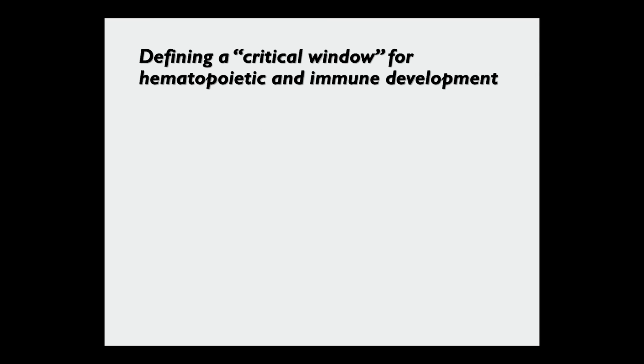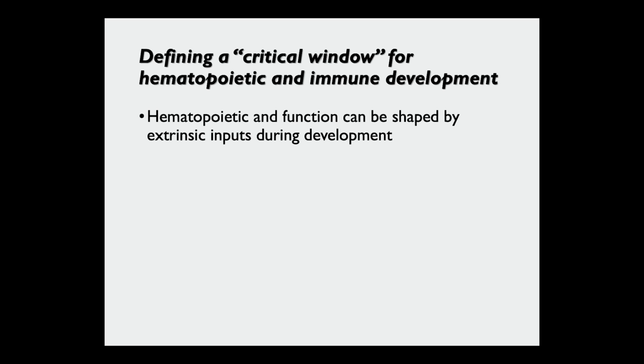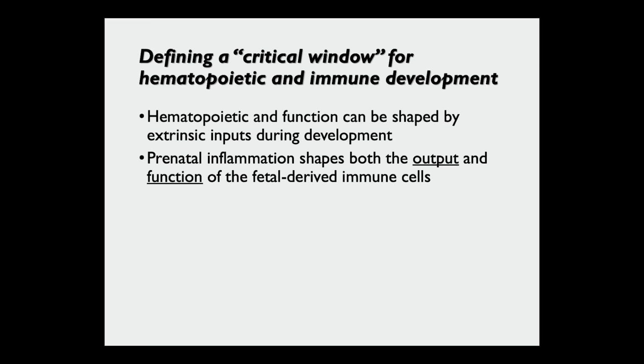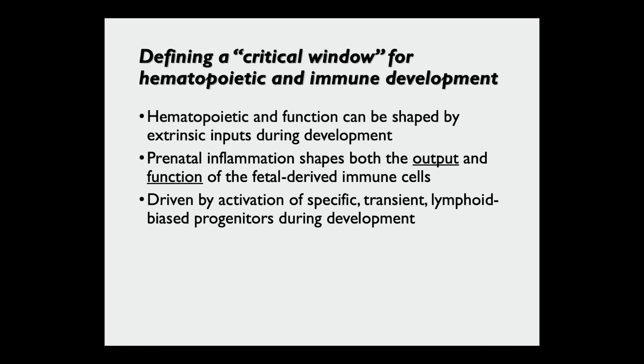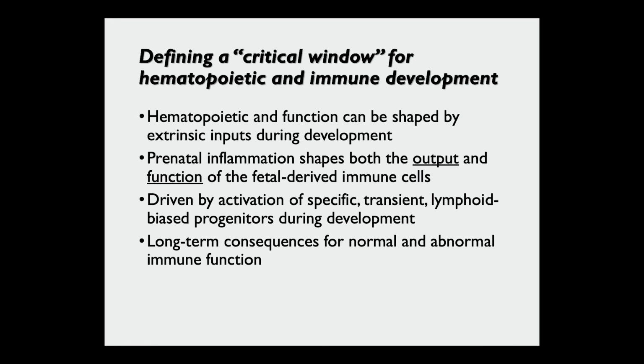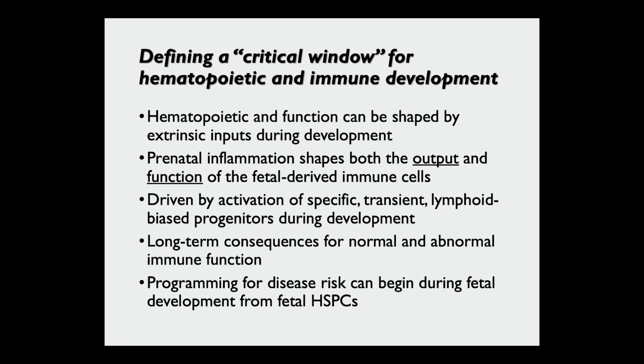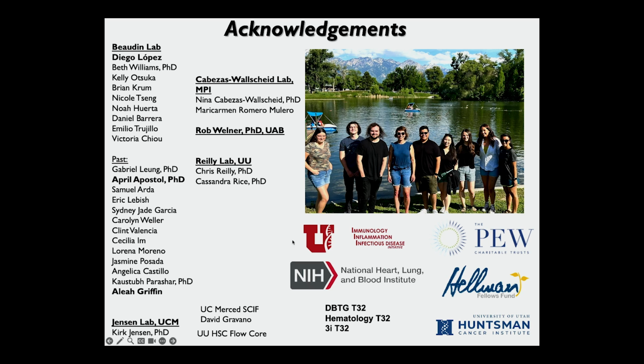Okay, so to summarize quickly, we really think our work defines a critical window for both hematopoietic and immune development, where we show that both hematopoietic and immune function can be shaped by extrinsic inputs during development. We showed that prenatal inflammation is capable of shaping both the output and the function of these fetal-derived immune cells, and we think that this is driven by the activation of specific transient lymphoid-biased progenitors during fetal development, that this has long-term consequences for both normal and abnormal immune function. And we think that this shows that programming for disease risk can begin during fetal development from fetal hematopoietic stem and progenitors.